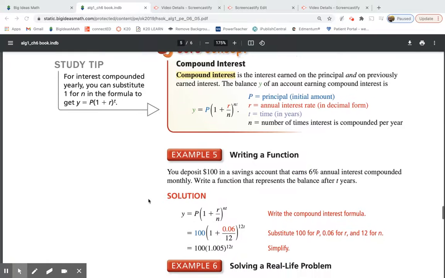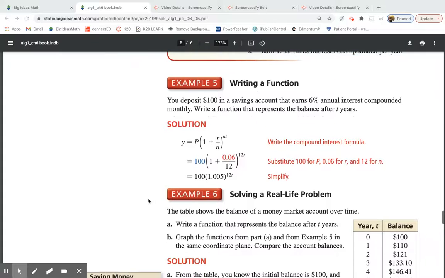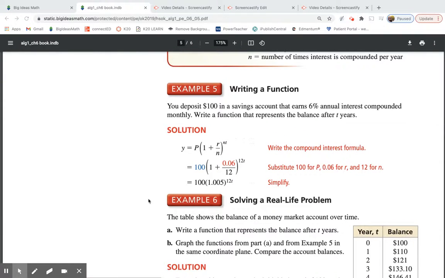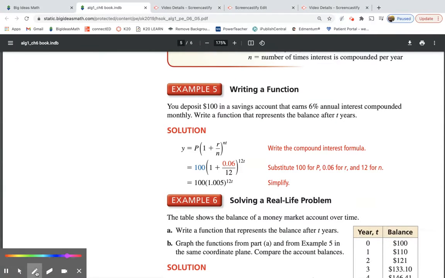So let's look at a problem doing that. It says you deposit $100 into a savings account that earns 6% annual interest compounded monthly. Write a function that represents the balance after t amount of years. So we start with our formula. Then we just plug in the numbers into that formula. So you deposit $100 into a savings account. That is your initial or principal amount. So that is what you plug in for P.